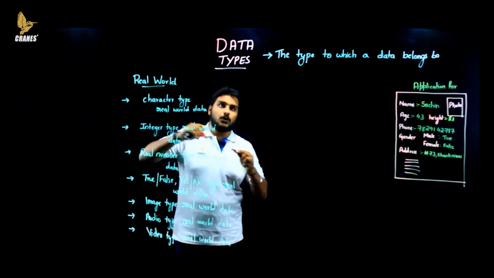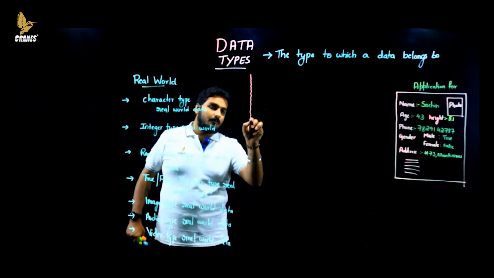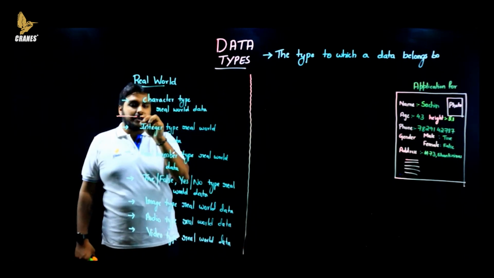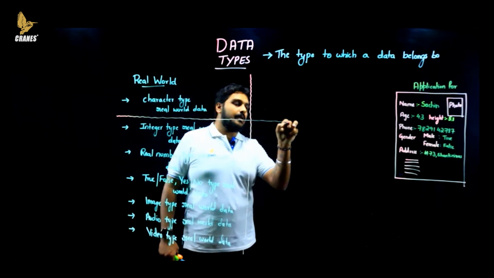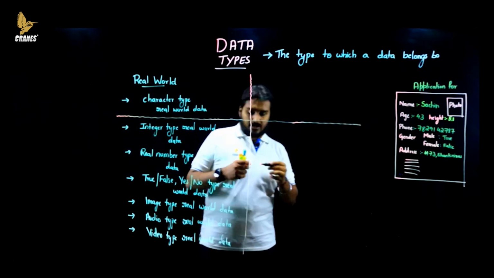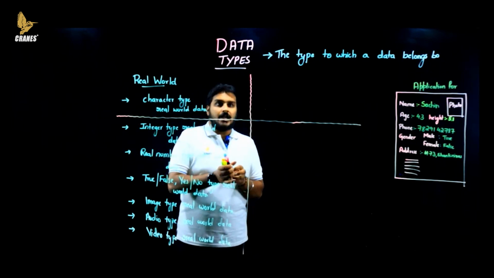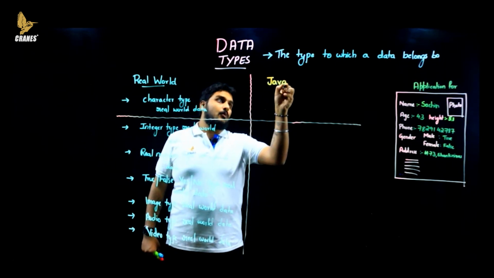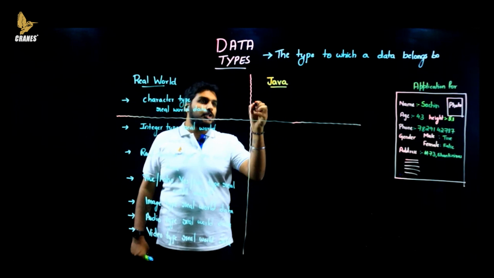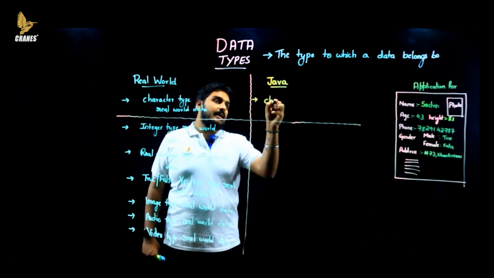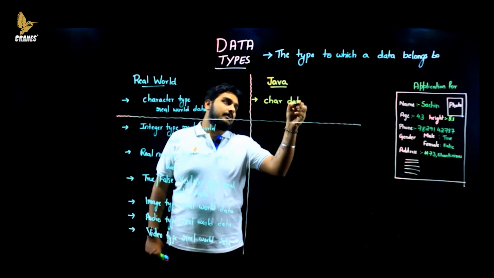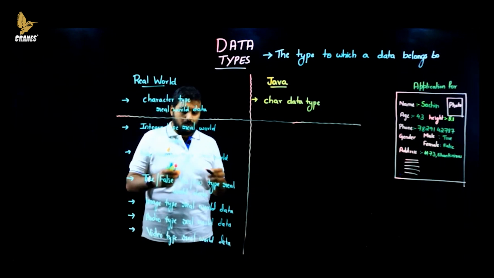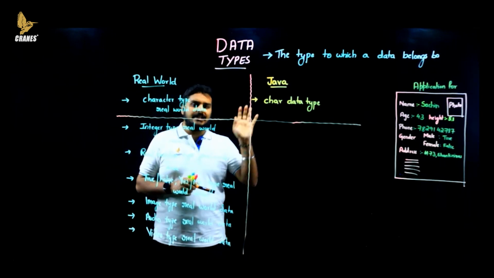Now everybody notice. In order to represent character type real world data, what does Java provide? In order to represent character type real world data in Java, what is it that you have? In Java, you have the char data type. So what is this char data type? You will be understanding that in depth later.